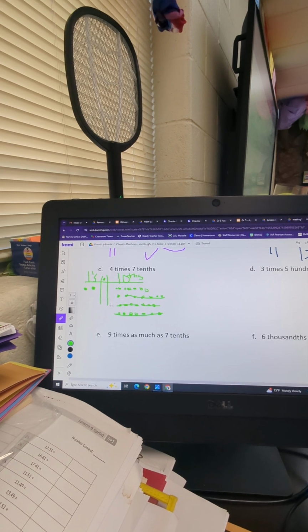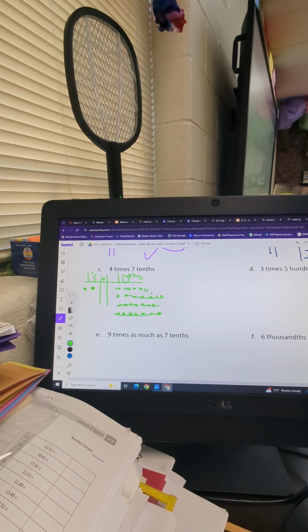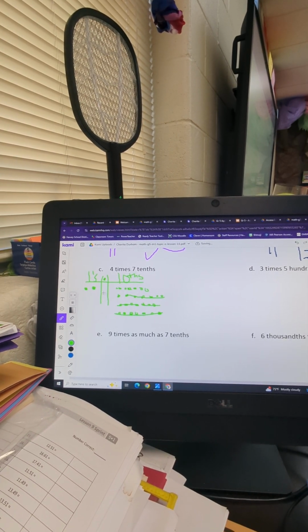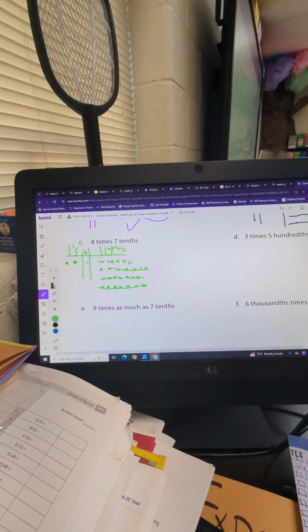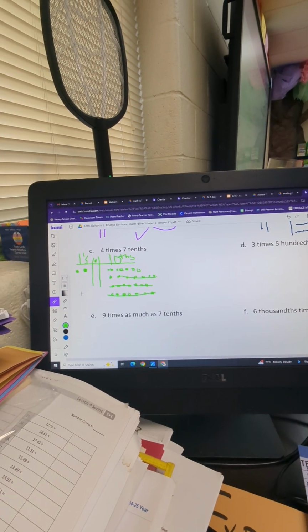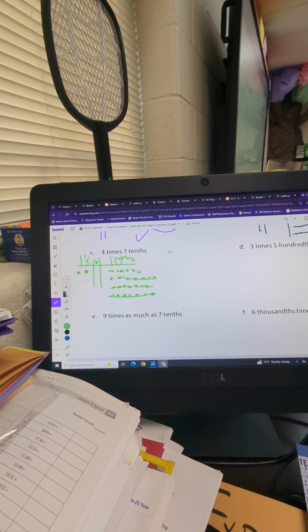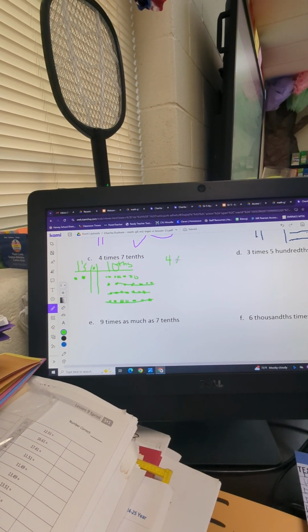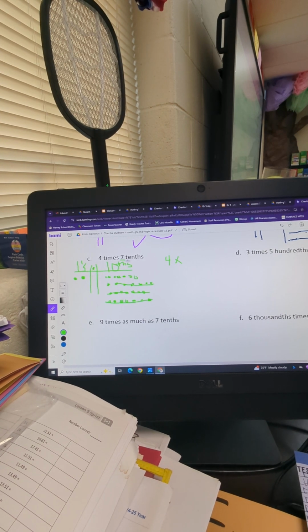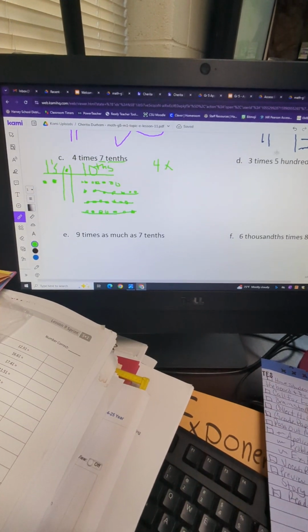Do we have enough to move over some more? Let's see. 1, 2, 3, 4, 5, 6, 7, 8. Nope, that's it. So now we have 8 in the tenths place and 2 in the ones place. Let's go ahead and write our equation. 4 times 7 tenths. How do we draw 7 tenths? That means that there's a 7 that stops in the tenths place, okay?